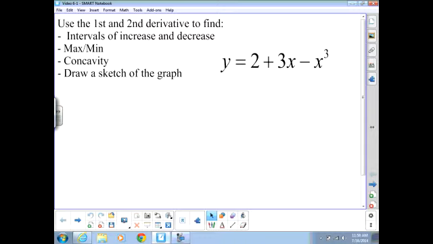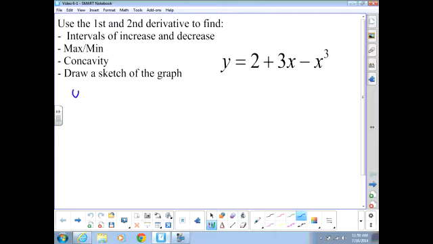So in today's video, we'll be putting everything together to get a good picture of the graph. We'll use our first derivative to find intervals of increase and decrease and our maxes and mins. Then we'll use our second derivative to find our intervals of concavity. Then with each of those pieces of information, we will use it to draw a sketch of the graph.